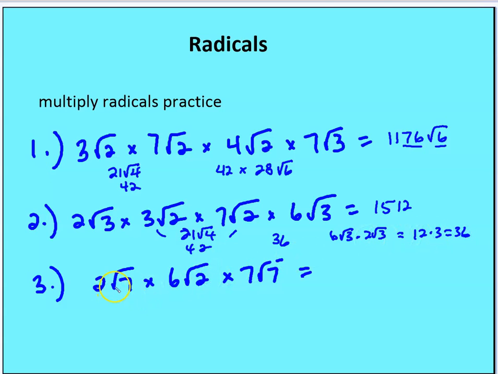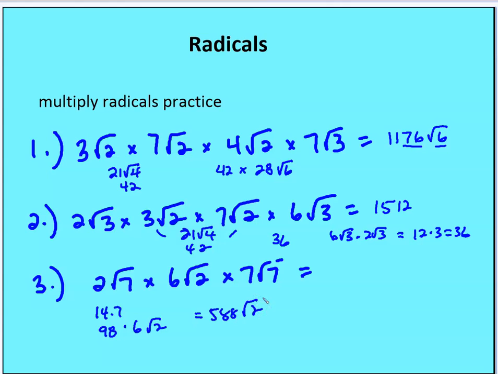Okay, last one, 2 root 7 times 7 root 7 is 14 times 7. 7 and 28 is 98 times 6 root 2. 98 times 6 is 588. This is equal to 588 root 2.